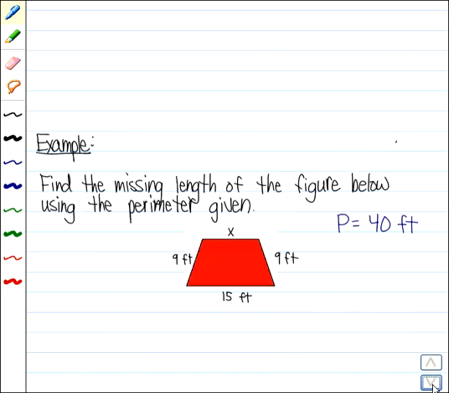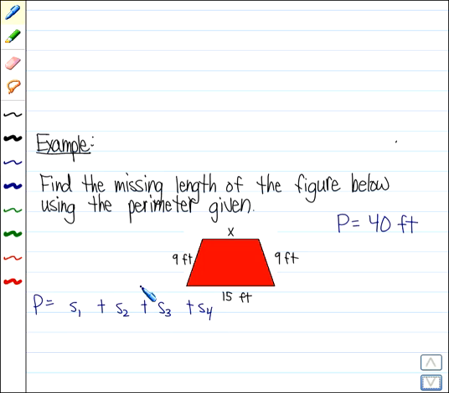Okay, let's take a look at one last example here. It says, find the missing length of the figure below using the perimeter given. So we have our missing length, which is x. We've got 9 feet here, 15 feet, and 9 feet, and our perimeter equals 40 feet. Well, remember, our formula for perimeter equals, in this case, we have 4 sides. So we have side 1 plus side 2 plus side 3 plus side 4.